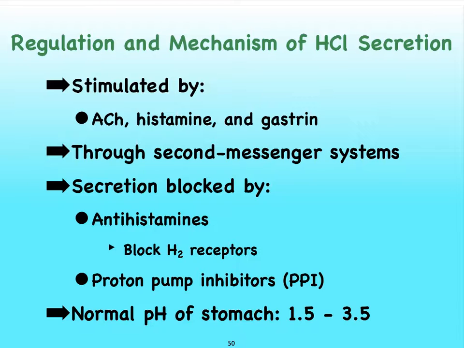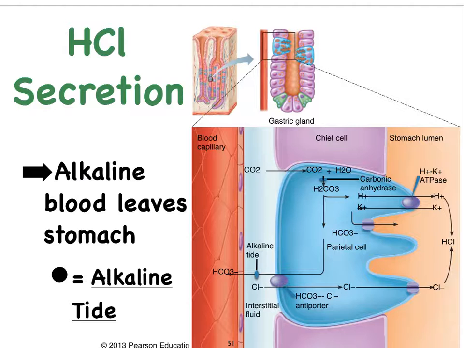We can block the secretion of hydrochloric acid, by the way, with the help of antihistamines or anything that prevents the pumping of hydrogen ions. Remember too that the pH of the stomach on average is around 2, give or take a little bit. We'll use a diagram on the next slide to better understand how hydrochloric acid is secreted.